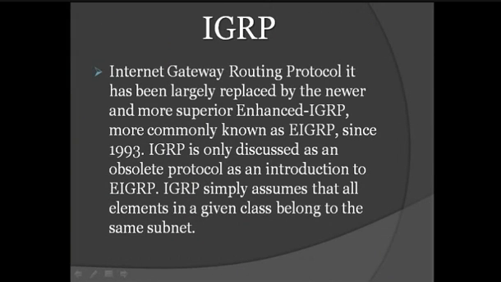IGRP, Internet Gateway Routing Protocol, has been largely replaced by the newer and more superior Enhanced IGRP, more commonly known as EIGRP. Since 1993, IGRP is only discussed as an obsolete protocol as it was superseded by EIGRP. IGRP simply assumes that all elements in a given class belong to the same subnet.